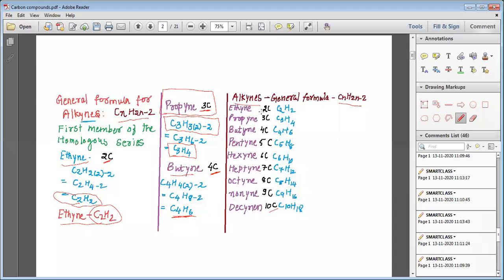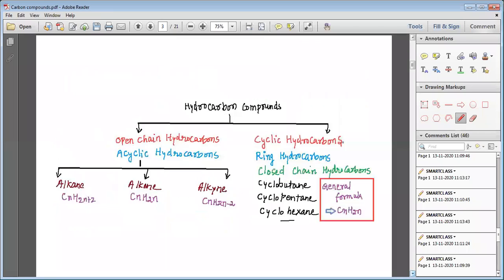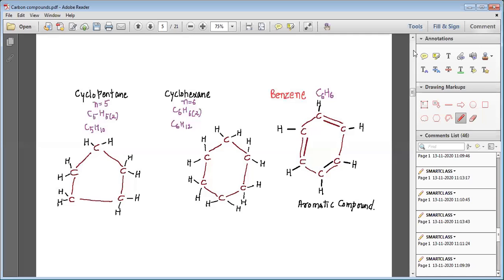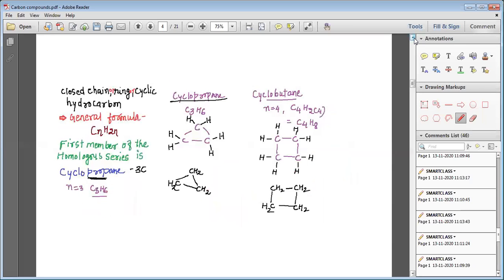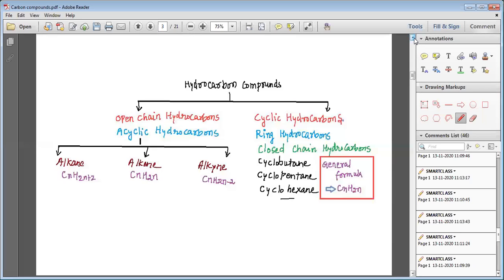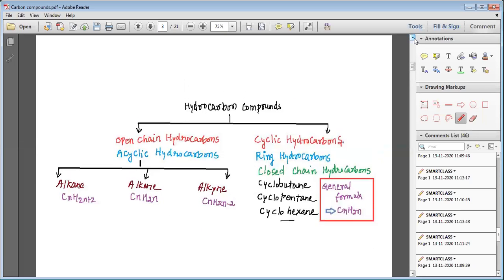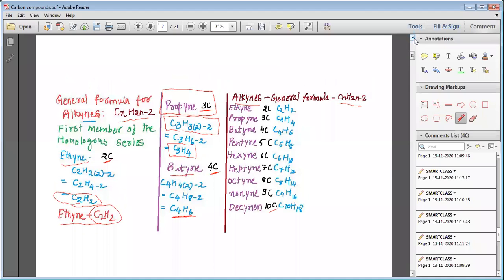Yes, dear students. So this is how we can write the various formulas for the homologous series of the alkynes. So it is easy for us to study the various alkynes and their homologous series. Now we can move to the next part, my dear students. Let's have a look at this.